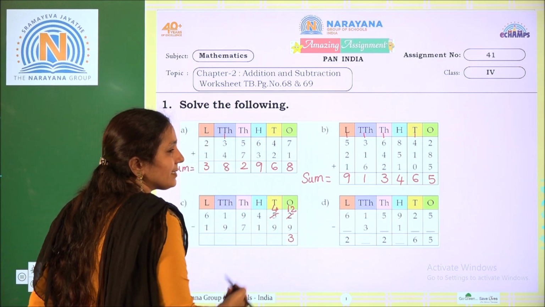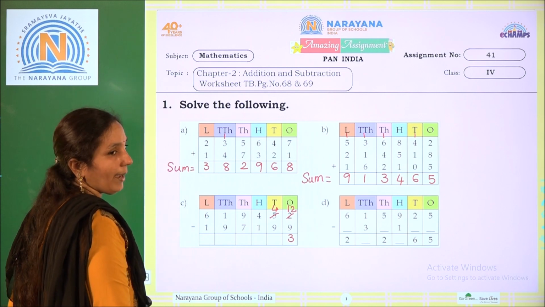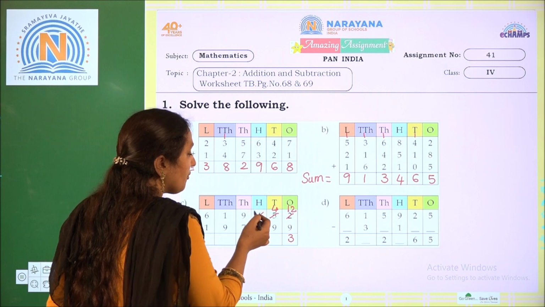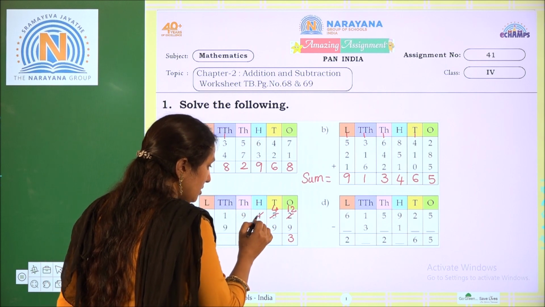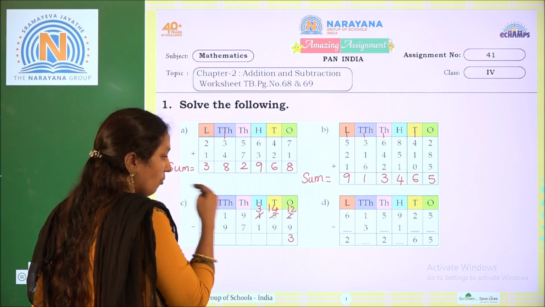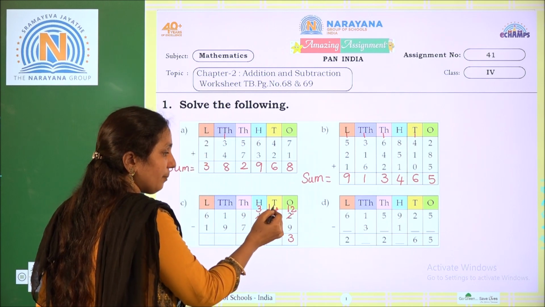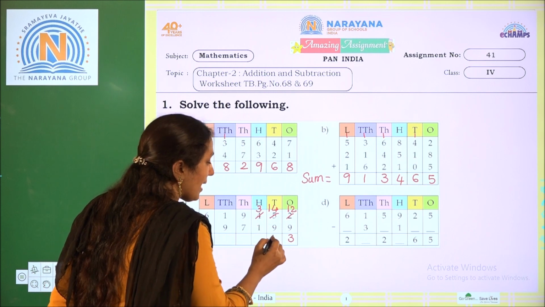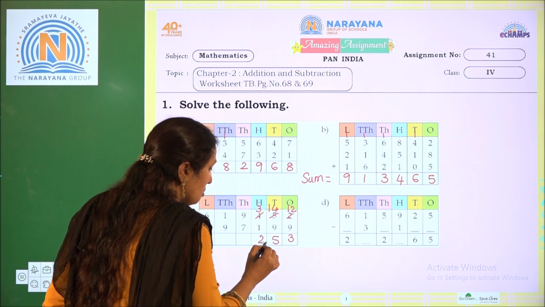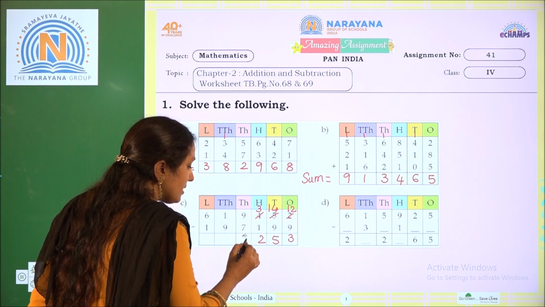Now 4 minus 9. Can you subtract 4 minus 9? No. So we have to regroup it again, from the 100's column. So this 4 will become 3, and this 4 will become 14. Means 10 we are taking. 10 plus 4 is 14. 14 minus 9 is 5. 3 minus 1 is 2. 9 minus 7 is 2.